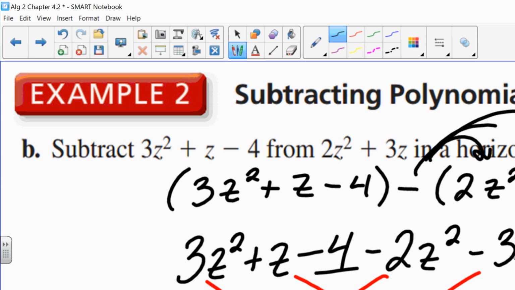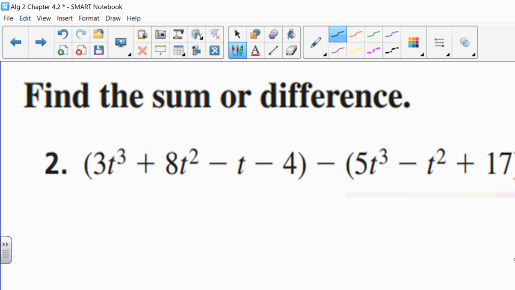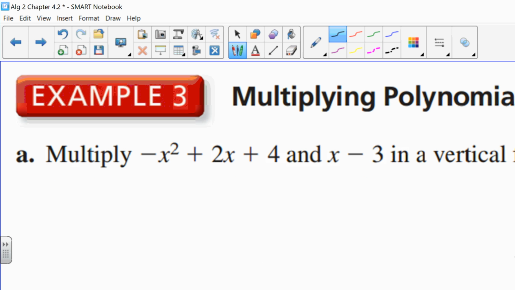Any other questions with subtraction? Do we want to see another example of subtraction? We good, Caleb? Want to see? Okay. If we feel good with those, we'll move on to multiplication.